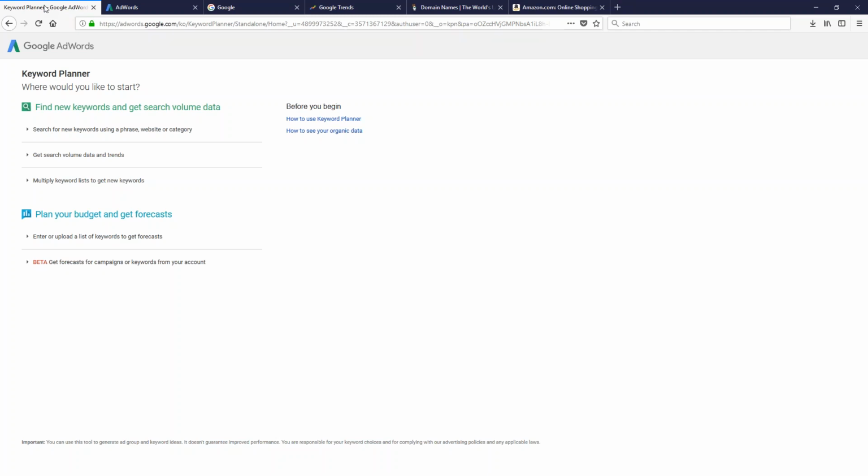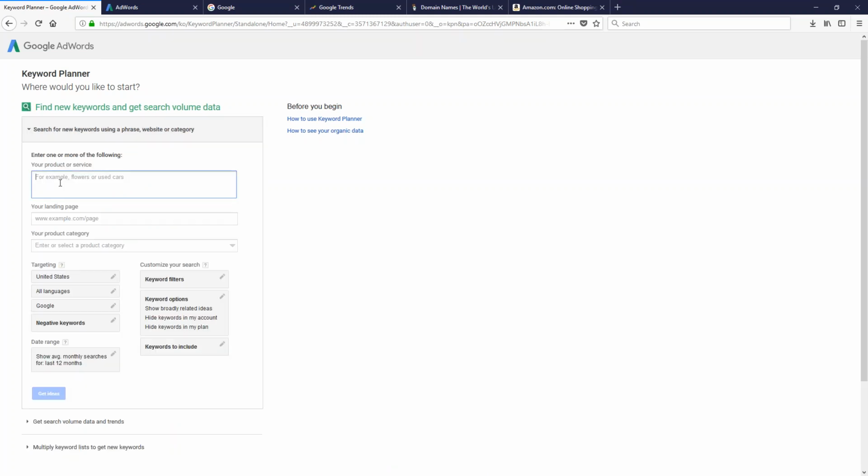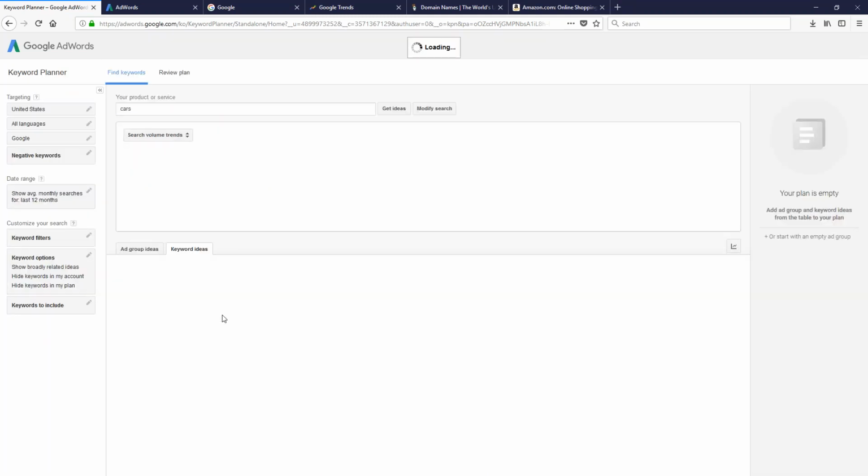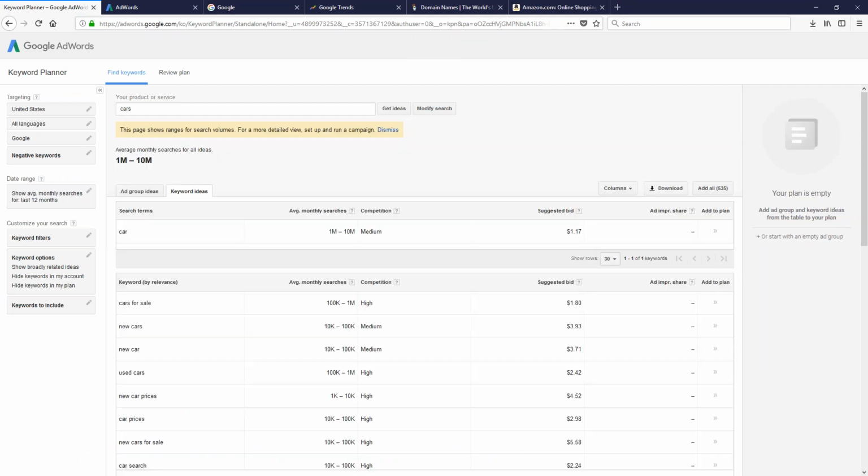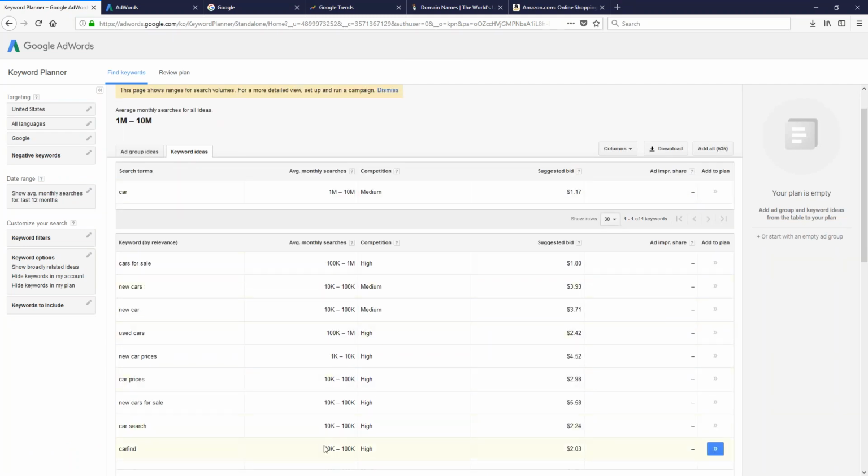Now, ultimately, this keyword research tool, if you are not running any kind of advertising on Google AdWords, it's not going to give you very specific data. It's going to give you a range of search amounts. Just so I can show you what I am talking about here, I'm just going to do a very quick keyword search. Here are the ranges that I am speaking about.